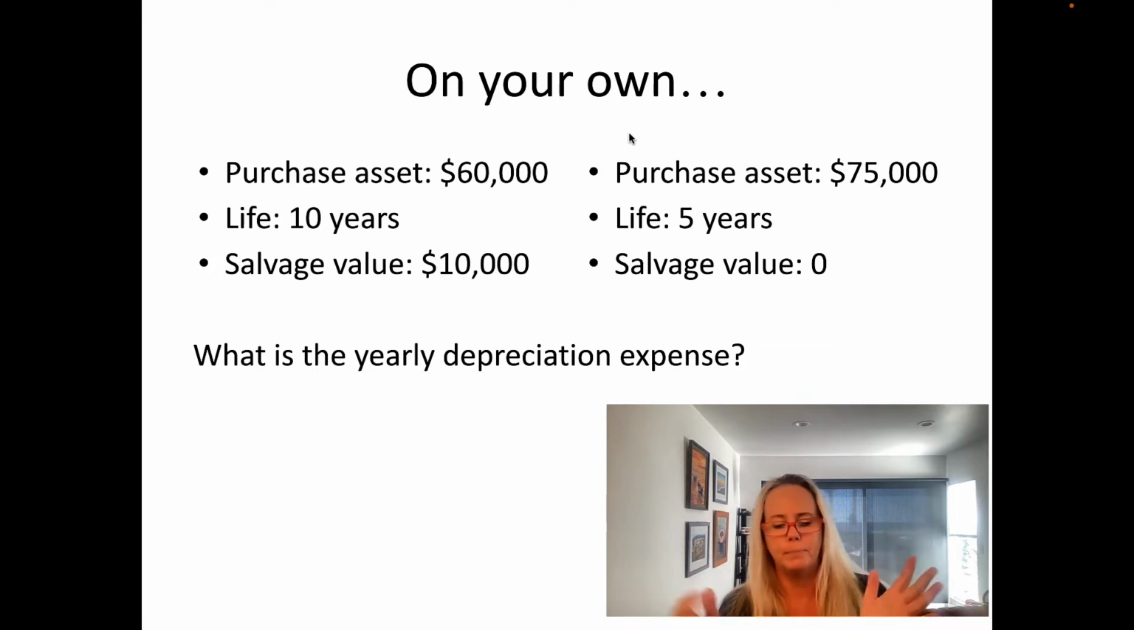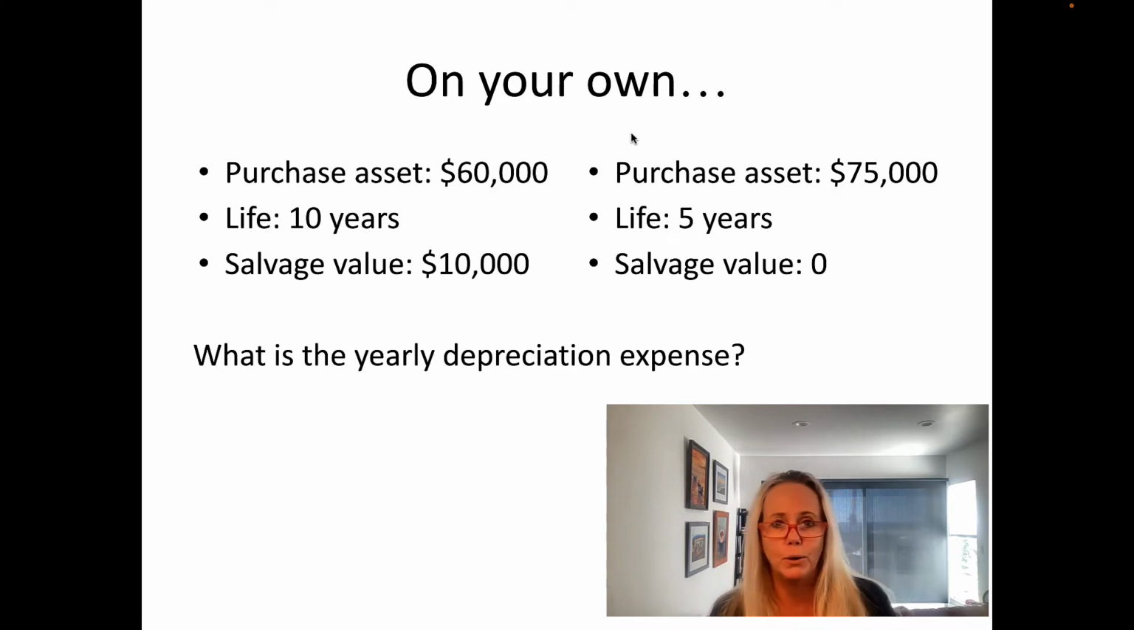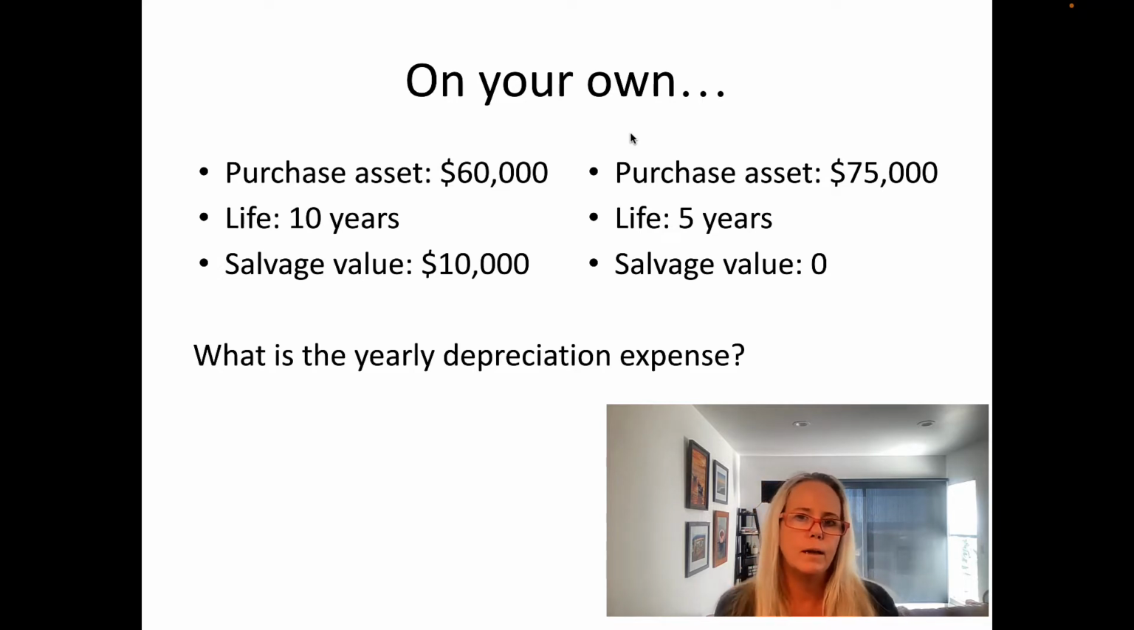Okay, minute's up. So for our $60,000 asset, you should have $5,000 of yearly depreciation expense. That's because we take the $60,000 and we subtract that $10,000 salvage value, which gives us $50,000 that we can depreciate over 10 years. 50,000 divided by 10 is 5,000 per year. $75,000 asset divided by 5 is $15,000 per year. If you didn't quite get those, please feel free to reach out, and I'm happy to work with you on those. But relatively straightforward concept, depreciation.